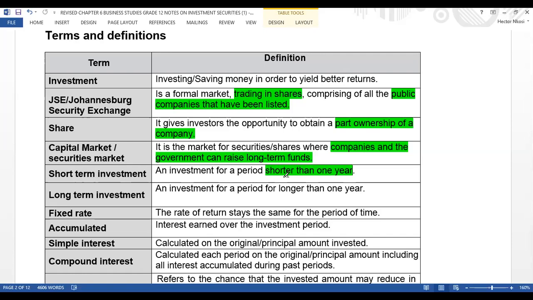Now, let's look at your long-term investment. Your long-term investment is the vice versa of short-term investment. This one is an investment for a period of longer than 1 year. So you can invest for 2 years, for 3 years, for 5 years, and so forth, up until infinity, basically. We call that a long-term investment. But let's say you invest for 6 months because you want to buy yourself a computer, and you put 1,000 rand in your bank account every month for 6 months, so that once it reaches 6K, you can go buy yourself a computer. That type of investment will be regarded as a short-term investment.